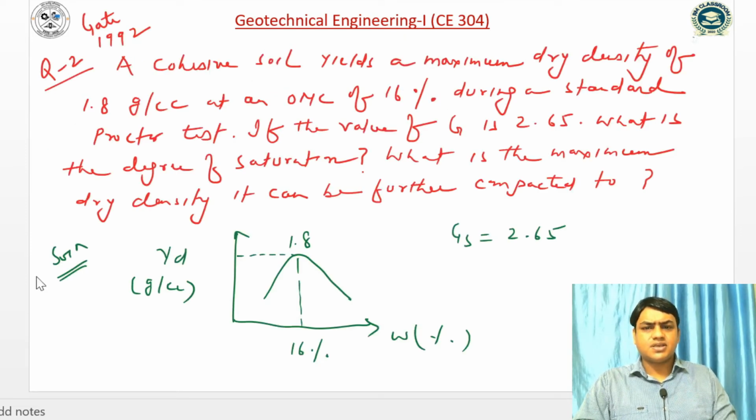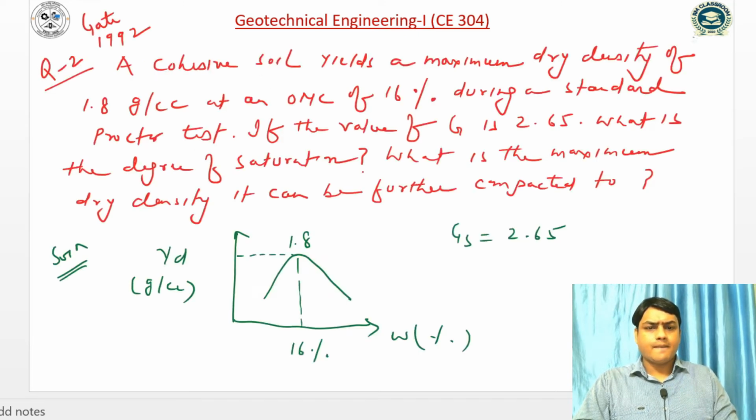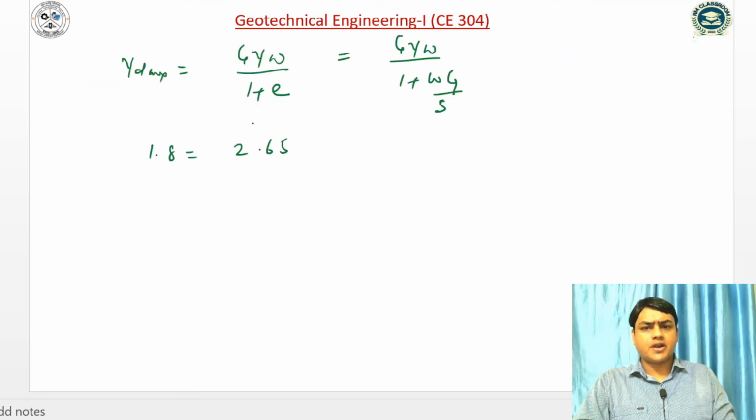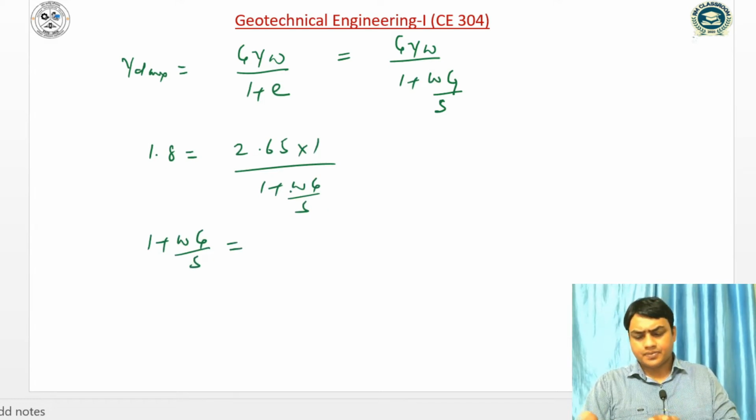So gamma d max is given, it is 1.8 gram per cc. So 1.8 is equal to the specific gravity of solid, 2.65, into the unit weight of water in gram per cc, which is unity, divided by 1 plus wG by S. So here 1 plus wG by S is equal to 2.65 divided by 1.8, so it is coming 1.472.